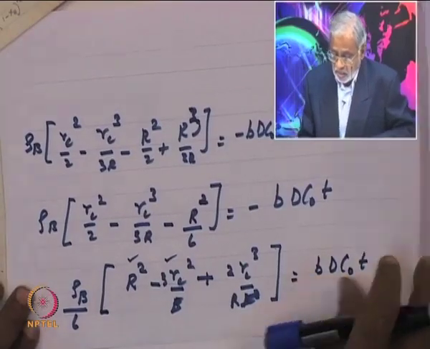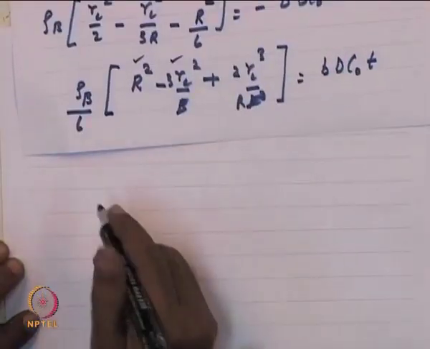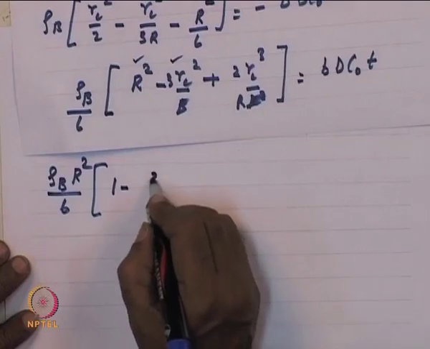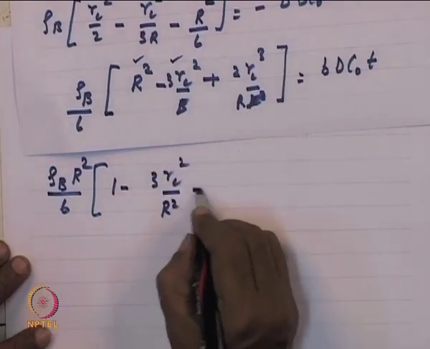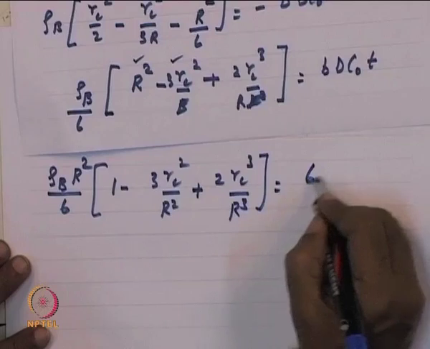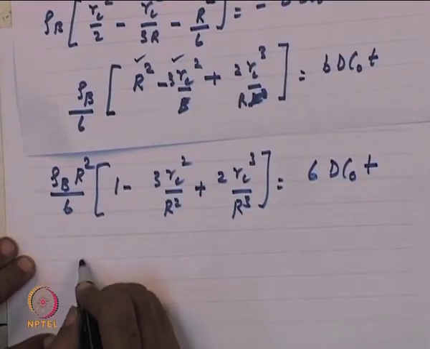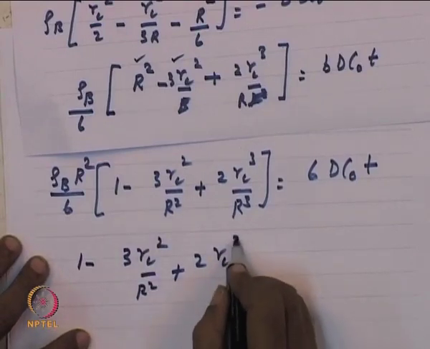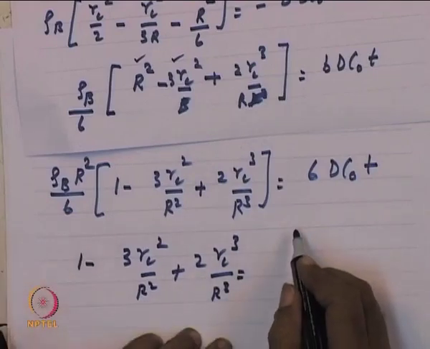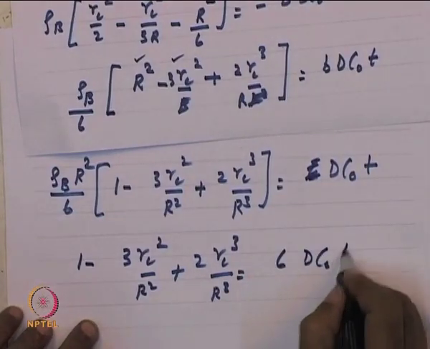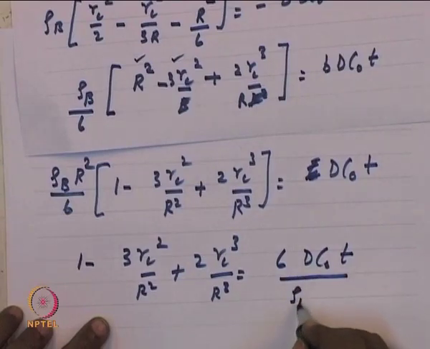T. Okay. Now, let me put this in the right form. So, all I am doing now is that I am going to take this R squared common. So, I will get rho B R squared by 6. So, becomes 1 minus of 3 R C squared by R squared plus 2 R C cubed by R cubed equal to 6 D C naught T divided by rho B R squared.